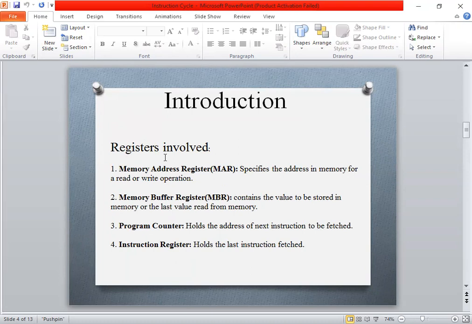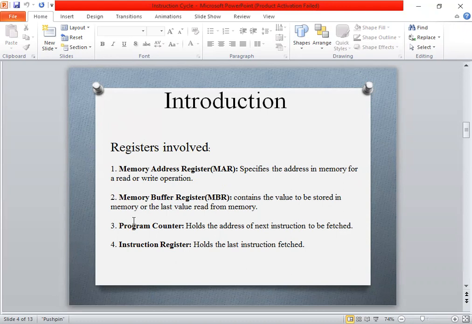Next slide, registers involved. In the instruction cycle, basically 4 registers are involved. First is memory address register, second buffer register, program counter, instruction register. The memory address register is connected to the address part of the system bus. It specifies the address in memory, the location where the read or write operation is performed. The buffer register is connected to the data lines of the system bus. It holds the value that is stored in the memory and is used for the read operation.